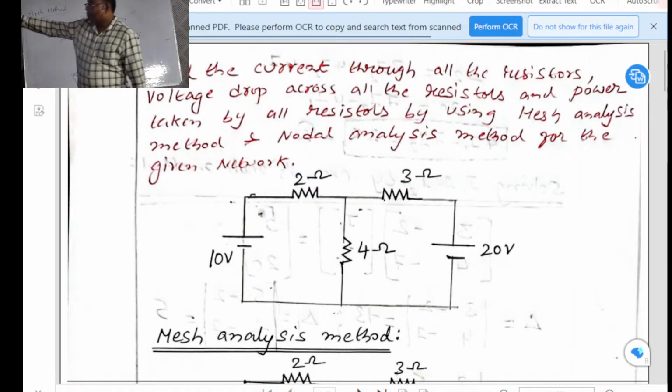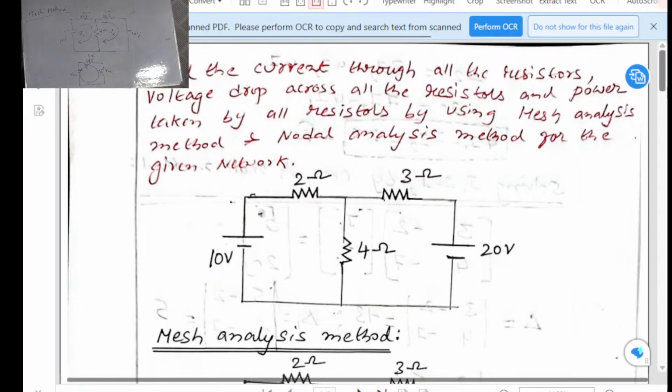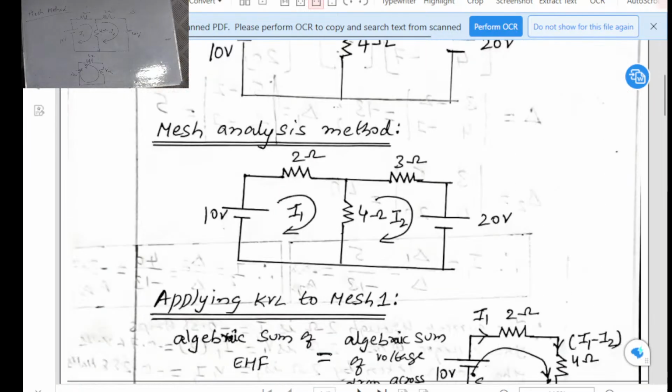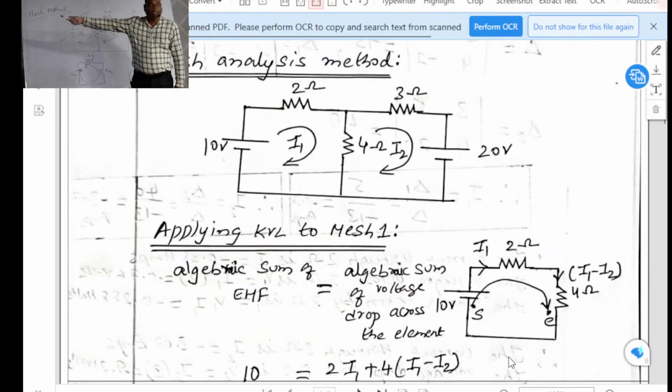But see here, on the right side, I have taken from 10 volts. Which is the starting element here? In the diagram, 10 is the starting one. Which is the ending one? 4 ohms. See the individual diagram. Which is the starting one? Yes, 10. Clockwise. Which is the ending one? 4.